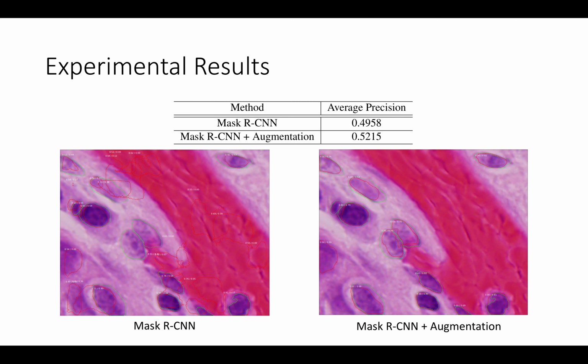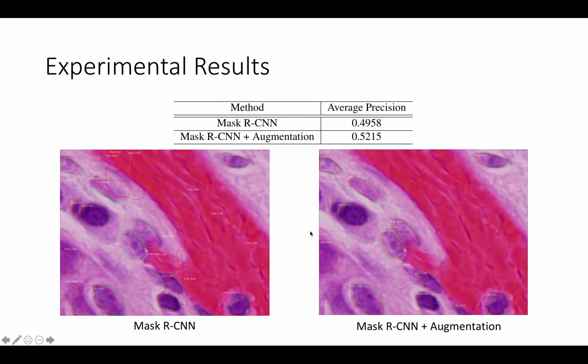Then we show some experimental results we get. Our baseline method, Mask RCNN, achieves an average precision of about 0.49 on this dataset, while the baseline plus augmentation achieved an improved performance of about 0.52.